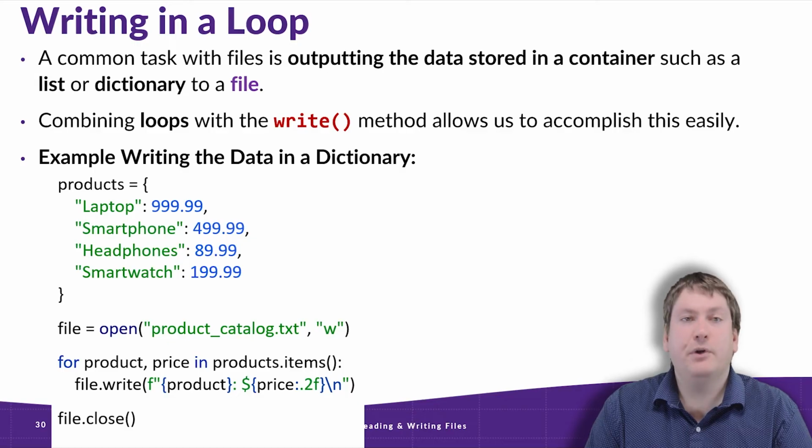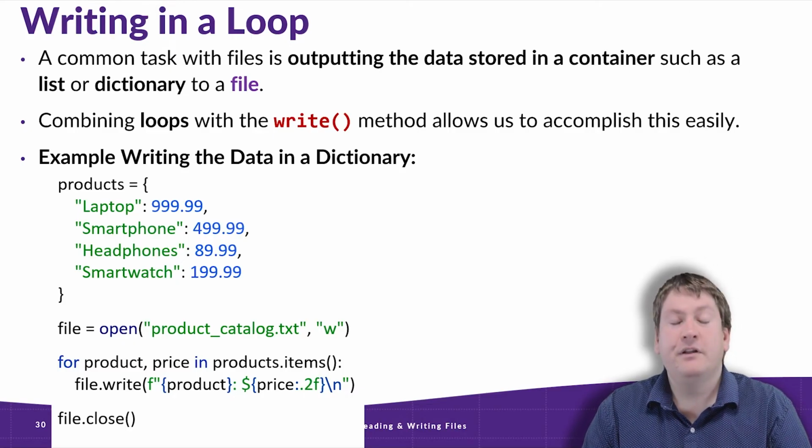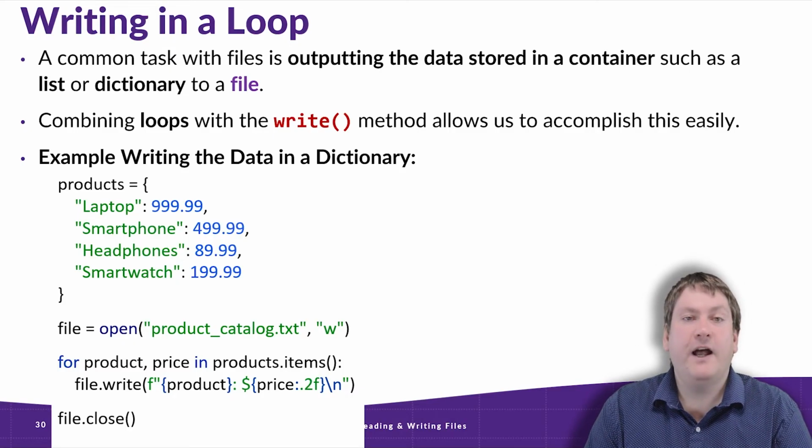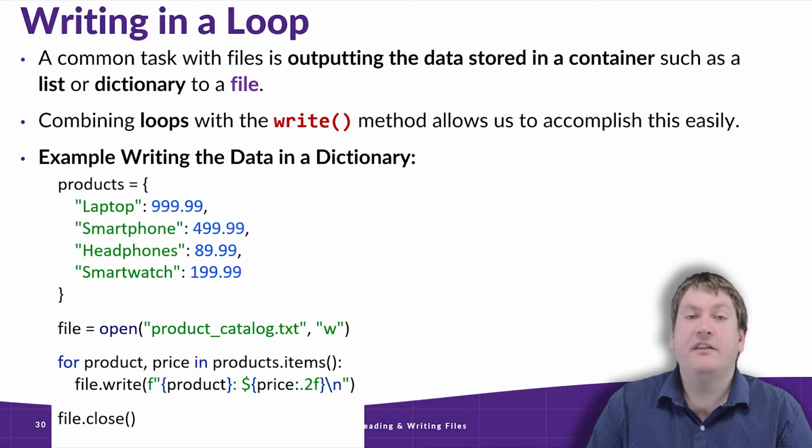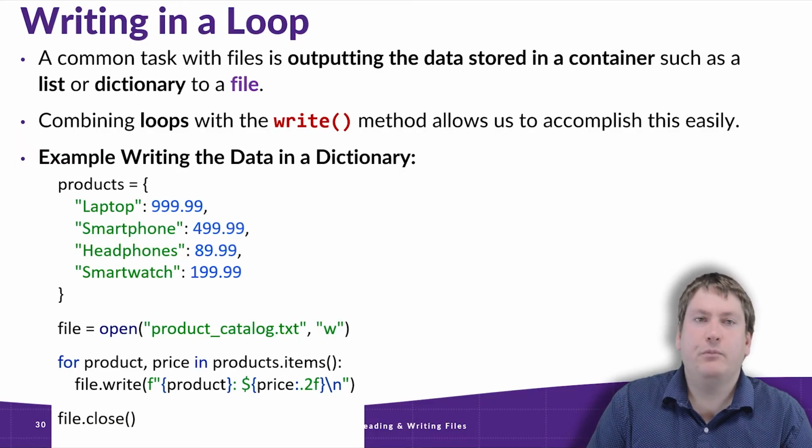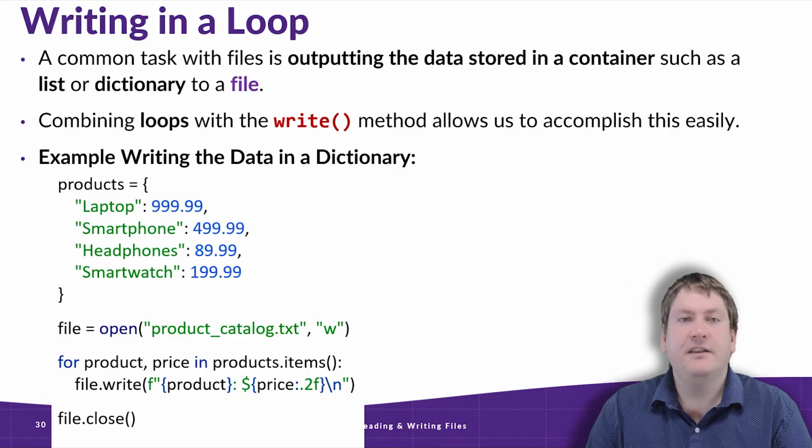In this case, we have a pretty basic dictionary. The keys are different products, at least the names of the different products, and the values are the different prices for those products. The goal here is to create a new file called product catalog, and this program will output all of those product names and prices into that file. Note that we're opening it in write mode, so if this file already exists, it's going to be overwritten.